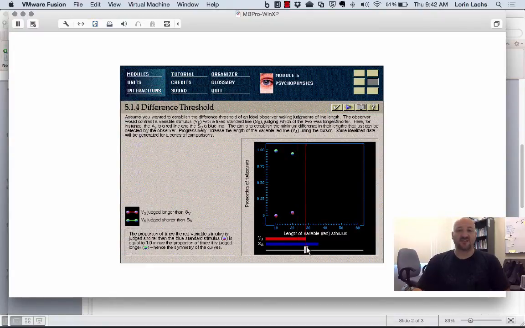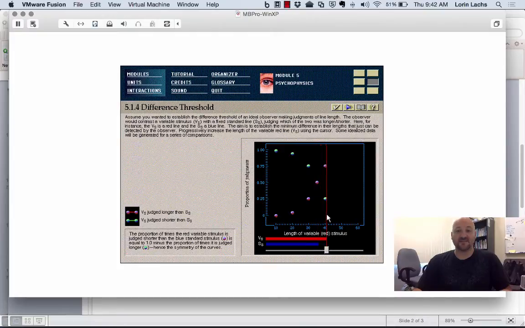Now, at a certain point, the red line becomes exactly equal to the length of the blue line. But remember, we're only asking people, is the red line longer than the blue line? They either have to say yes or no. If they're exactly equal, they have to say yes or they have to say no. So you should expect that half the time they'll say yes, the red line is longer than the blue line, and half the time they'll say no, the red line is not longer than the blue line. And that's represented here by 50% with this purple dot.